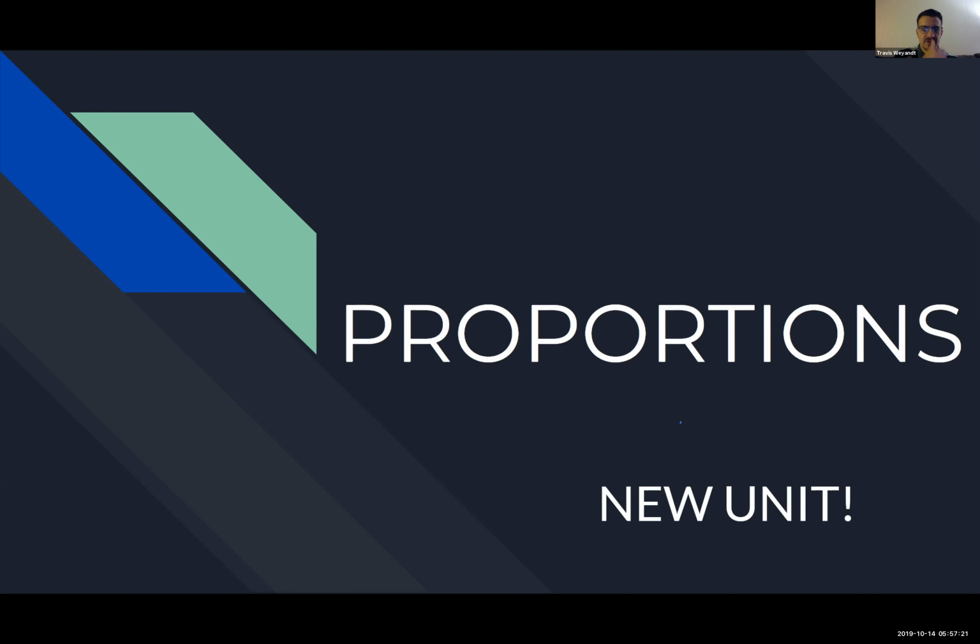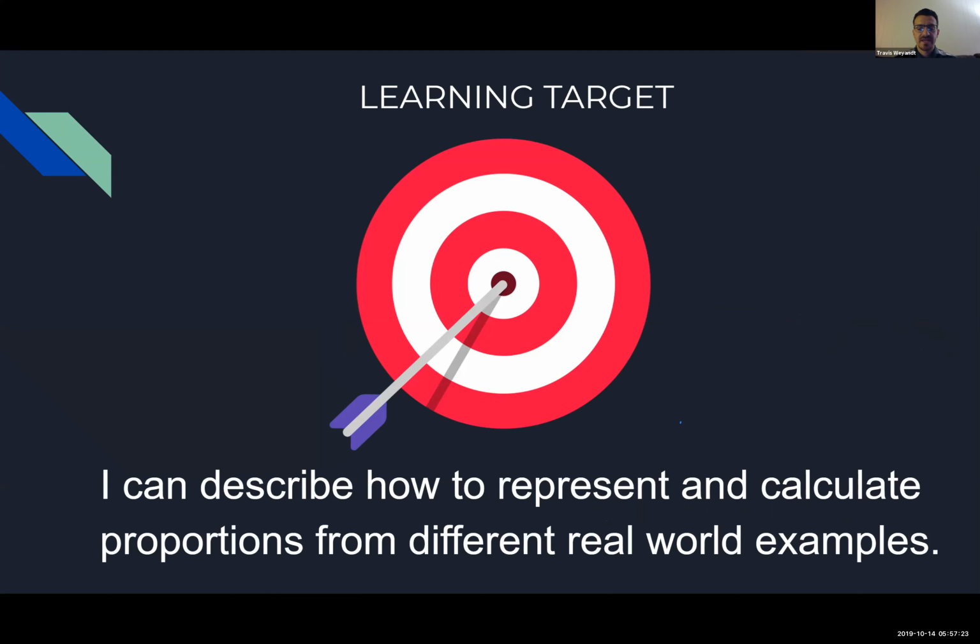Our learning target for this unit is: I can describe how to represent and calculate proportions from different real-world examples. So again, what we're going to look at is the idea of proportions and what that means. We've kind of introduced it in the last unit a couple times, but this is going to get pretty specific with what that word means. At the end of the lesson, my goal is for you to say this statement with some clarity and some confidence that you know exactly how to represent and calculate proportions.